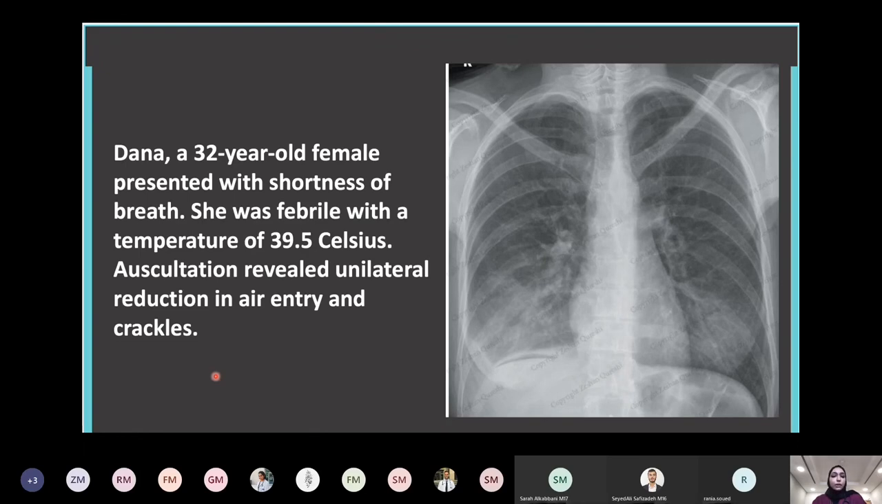So Dana, a 32-year-old female, presented with shortness of breath. She was febrile, which means she has a fever, with a temperature of 39.5 Celsius. Auscultation revealed unilateral reduction in air entry and crackles. Where do you think the crackles would be heard? What lobe? Where would you find the crackles? The upper lobe?